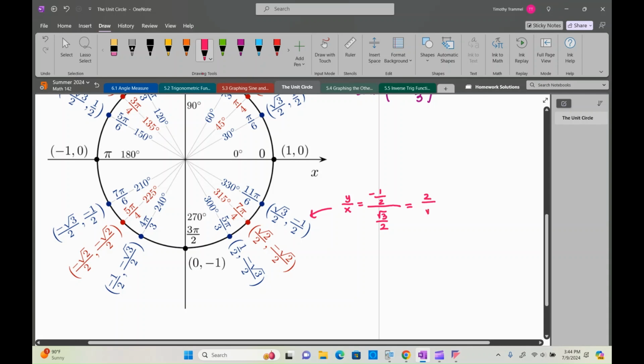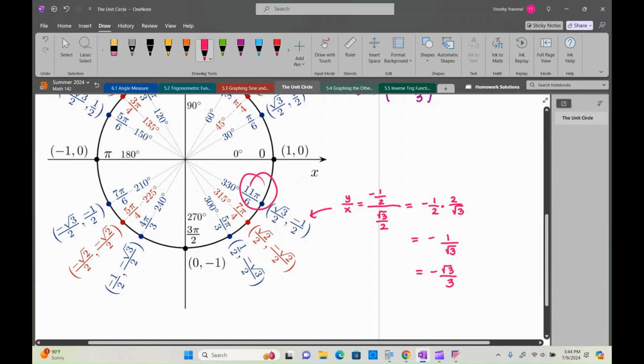That's 2 over root 3 times, let me fix that. We have minus 1/2 times the reciprocal of root 3 over 2. And so that actually simplifies to minus 1 over the square root of 3. And then you could rationalize the denominator, making that root 3 over 3. Okay. So this ends up being the angle that gives us that ratio.